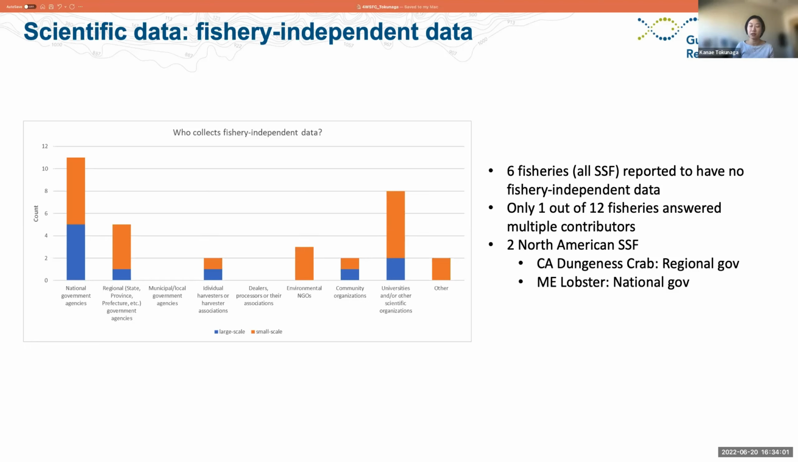for the North American small-scale fisheries, I should have explained earlier, there are two case studies. One is California Dungeness crab, and the other is the Maine lobster fishery. For the Dungeness crab fishery, the regional government, which is the state government, provides the fishery-independent data, and for the Maine lobster fishery it is the national government, NOAA, providing the fishery-independent data.